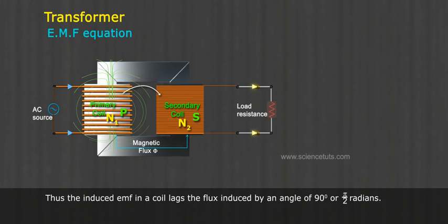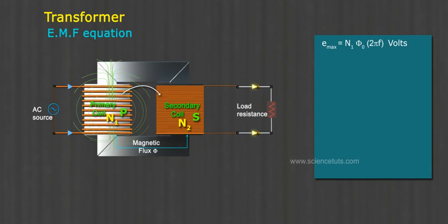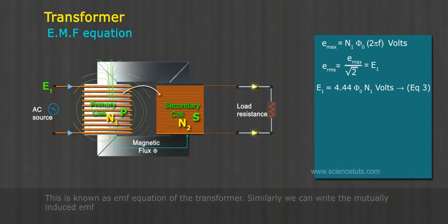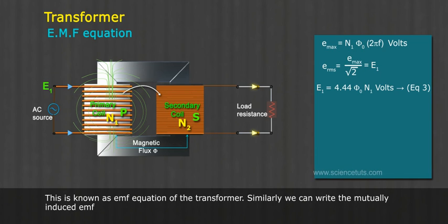Thus, the induced EMF in a coil lags the flux by an angle of 90 degrees or pi by 2 radians. E max equals N1 phi naught 2 pi f volts. E RMS equals E max by root 2 equals E1. E1 equals N1 phi naught 2 pi f by root 2. E1 equals 4.44 f phi naught N1 volts. Equation 3. This is known as the EMF equation of the transformer.